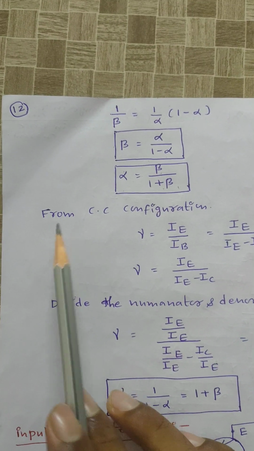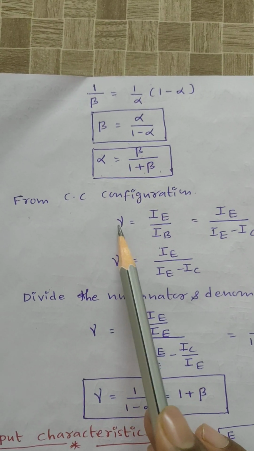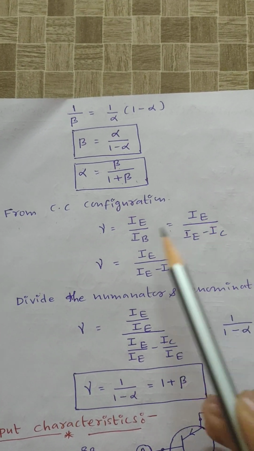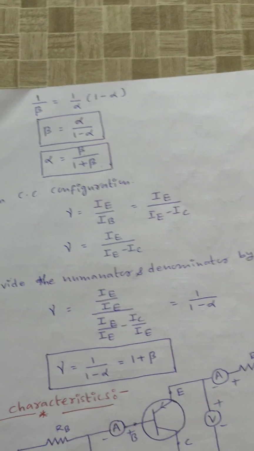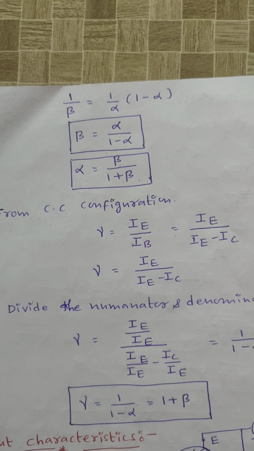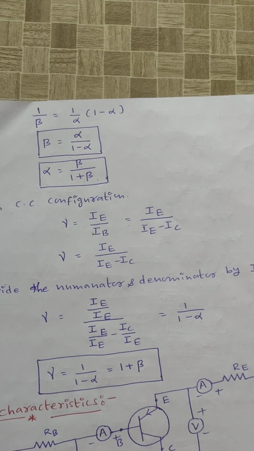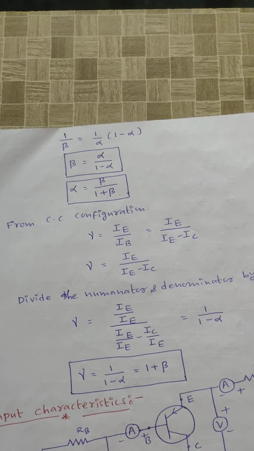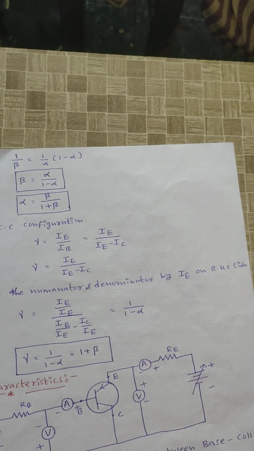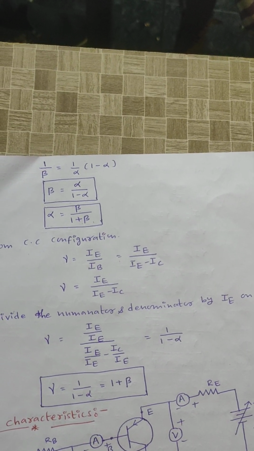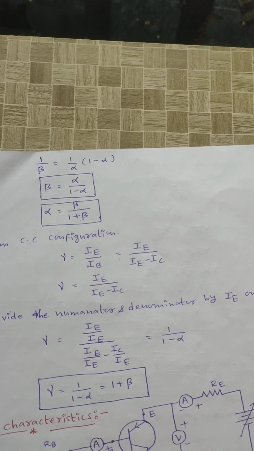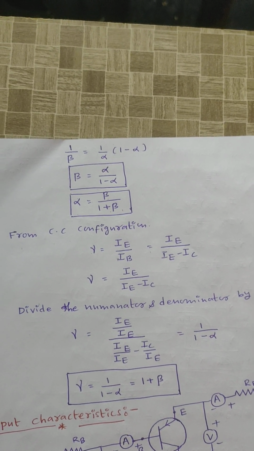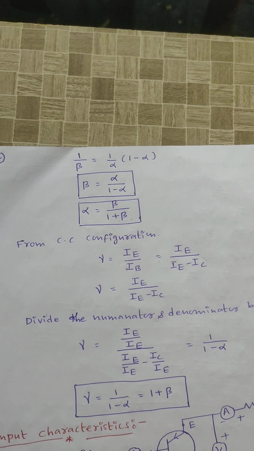From the common collector configuration, gamma is equal to IE by IB. We know that IE is equal to IB plus IC, then IB can be written as IE minus IC. Substitute that value here, you will get gamma is equal to IE by IE minus IC. Divide numerator and denominator by IE on the RHS. Why? Because if we divide the numerator and denominator by IE, the resultant value cannot change. Then gamma is equal to IE by IE divided by IE by IE minus IC by IE.